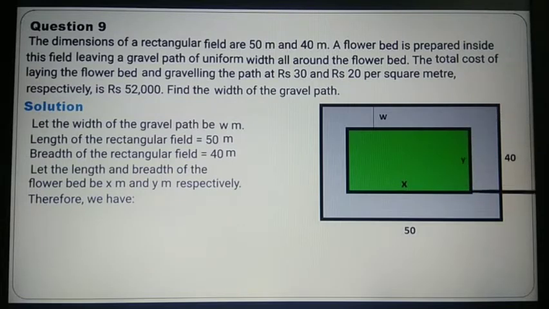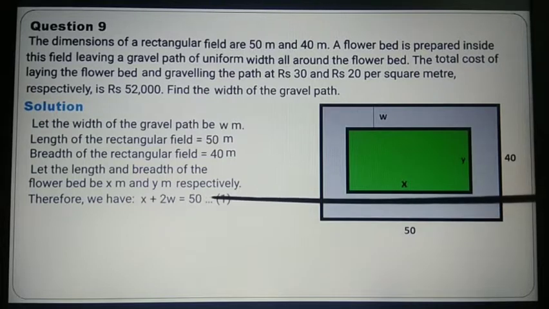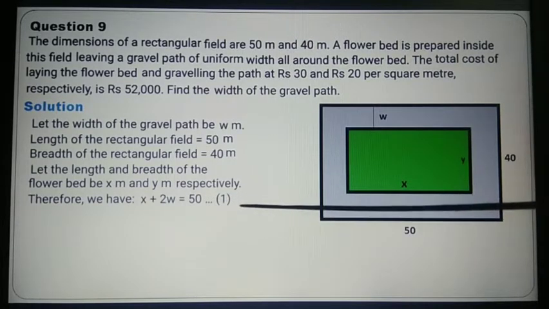Yes, because there are 2w here, 1w, 2w, so from here to here it's going to be x plus 2w, and that is equal to 50, because from here to here is nothing but the length, right? So therefore we have x plus 2w equals 50. Okay, and let me call this equation 1.